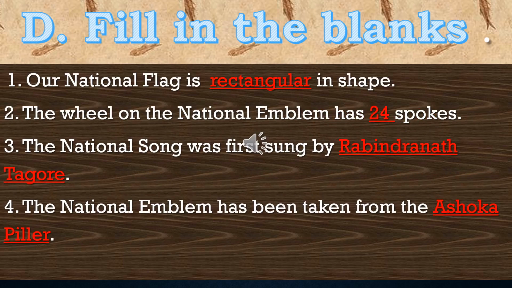Our next exercise is fill in the blanks. Our national flag is rectangular in shape. The wheel on the national emblem has 24 spokes. The national song was first sung by Rabindranath Tagore. The national emblem has been taken from the Ashoka pillar.